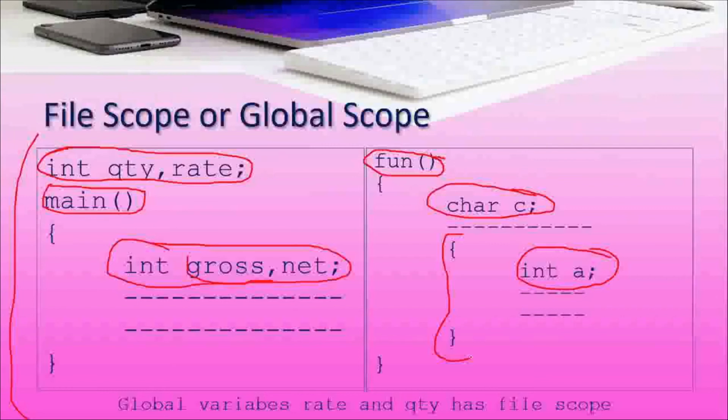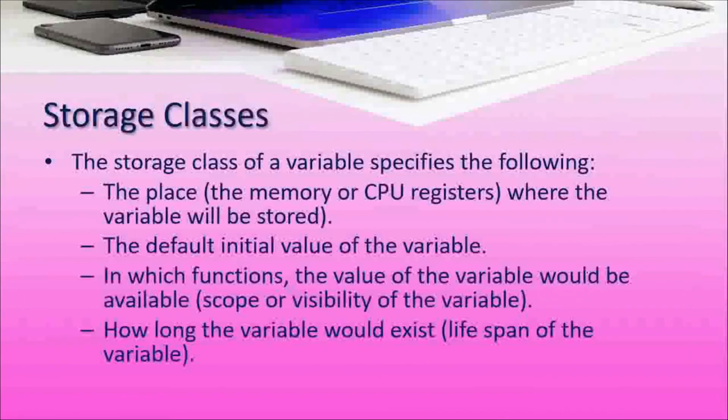So global variables rate and quantity have file scope, while gross and net as well as char c have only function scope, and int a has only local scope. So that is the three categorization of scopes for variables. Now coming to the storage classes.